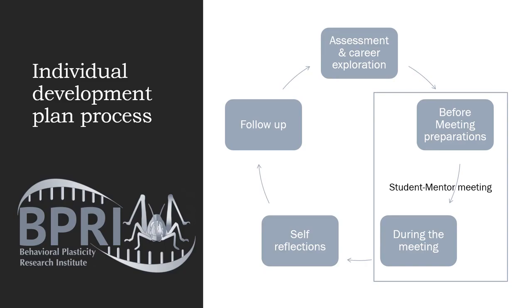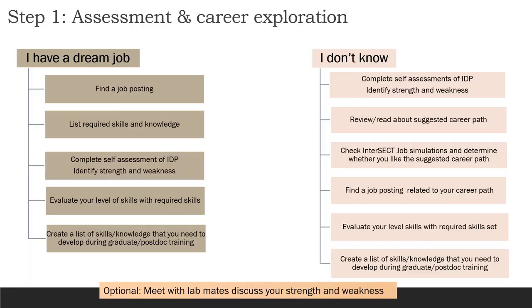Let's get more detail. Let's start with the first step of the IDP, assessment and career exploration. In this step, there are 2 scenarios: students who already have a clear career dream, and students who don't have a clear career path decided yet. For those who don't have a clear career path, you need to follow the pink boxes in this presentation. But for those who have a clear career dream, you need to follow the brown boxes in this chart.